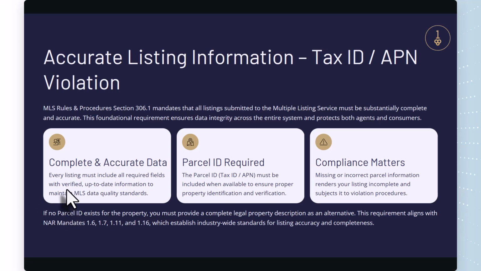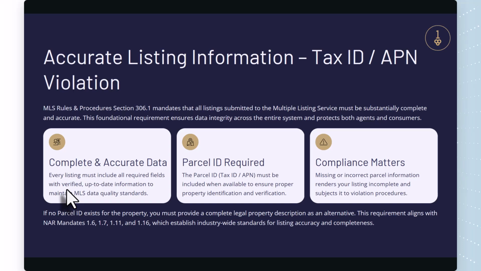Accurate listing information and tax ID or APN violation. So let's talk quickly about MLS Rules and Procedures Section 306.1. This covers a broad spectrum of different things, and one of the violations that it covers is this tax ID and APN violation. And really what 306.1 says is that it requires every listing submitted to the MLS to be substantially complete and accurate. And that's across the board.